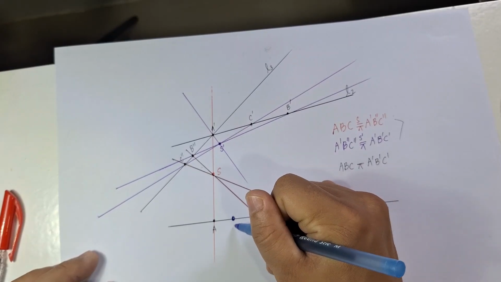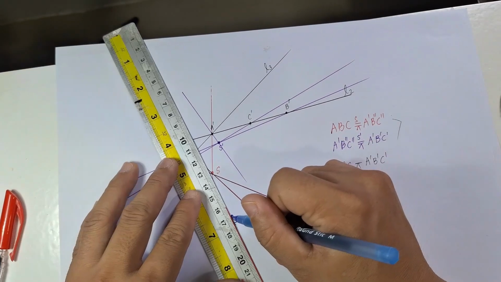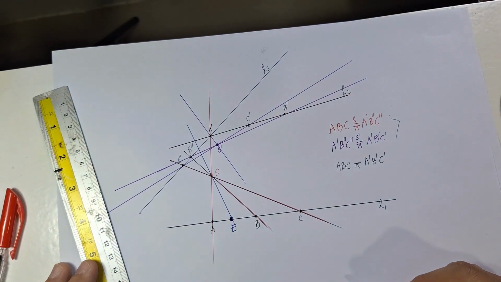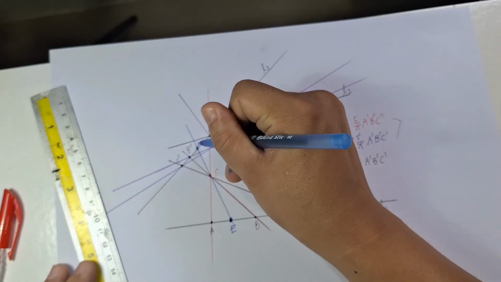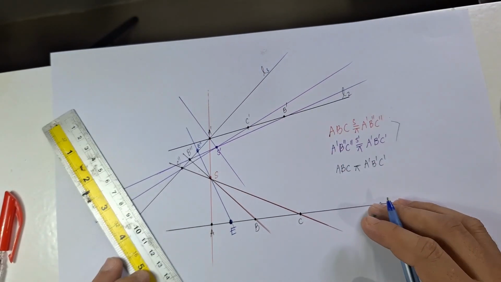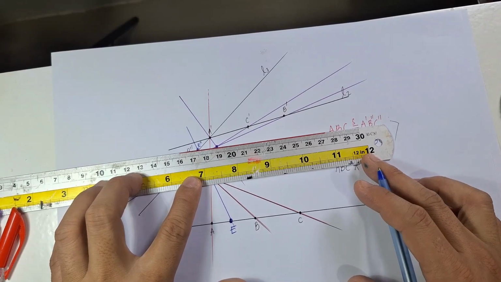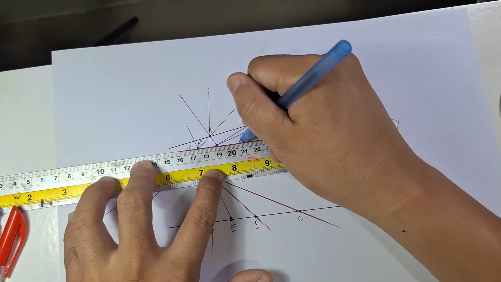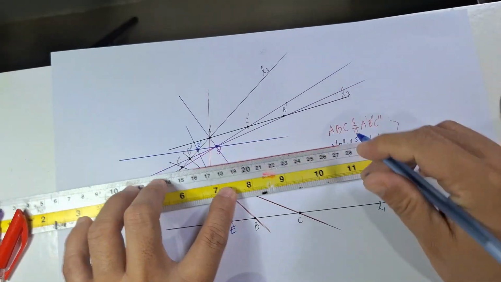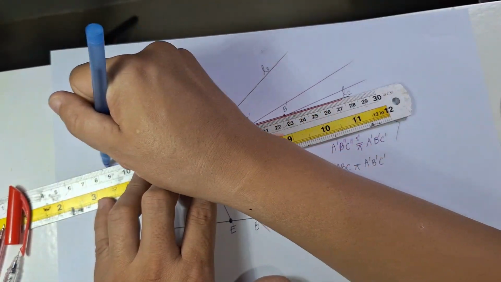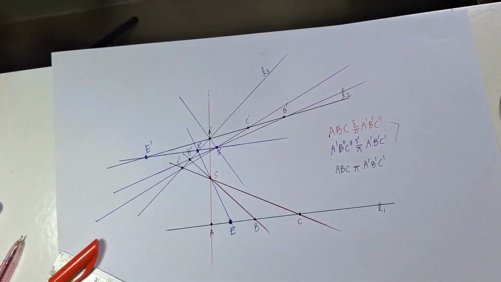Okay, what if we are asked for the image of a certain point, let's say E here? Then use the center of perspectivity and identify E double prime on L3. So this is your E double prime. And then connect E double prime with the second center of perspectivity and identify the intersection with L2. That will be your E prime.